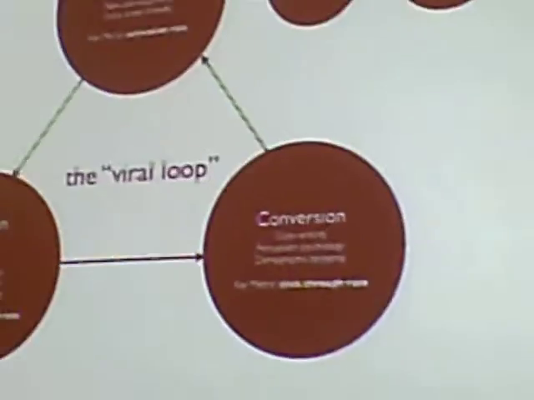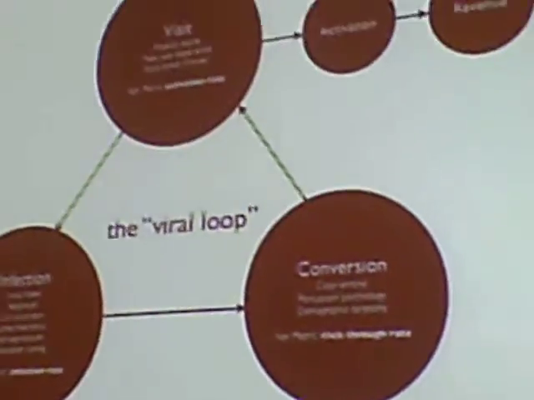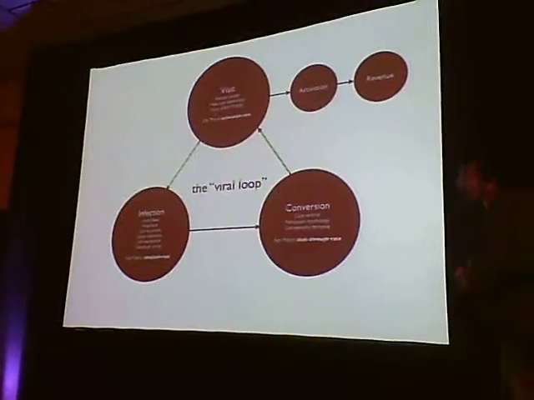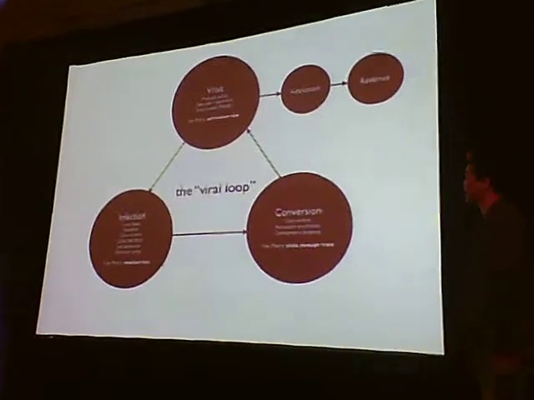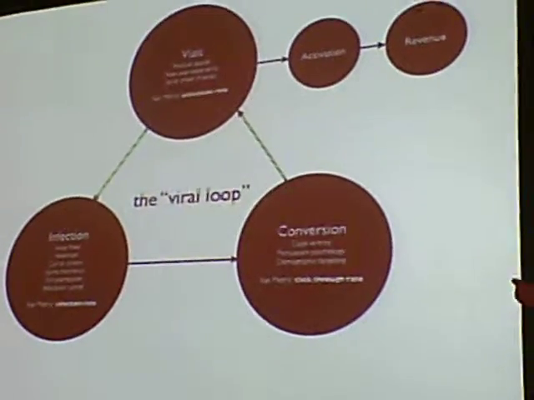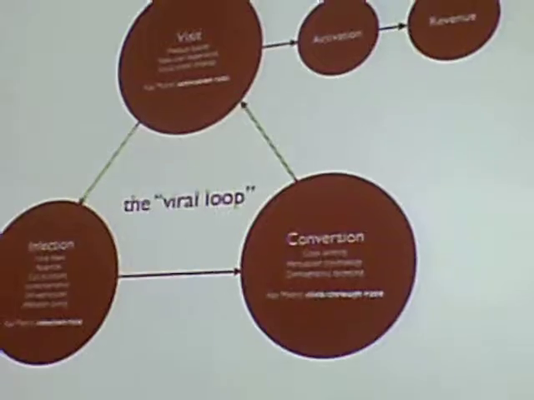So this is my version of a viral loop. It's a pretty simplified version, but the top circle represents somebody coming to your app, a visit, okay? And the key metric you want to measure here is your activation rate. Someone comes in, do they do anything you want them to do? So you can define activation rates in whatever way you want. It could be reaching level 10 in the app. It could be buying a friend. And activation leads to revenue. So out of the people who do something, how many people actually purchase it?